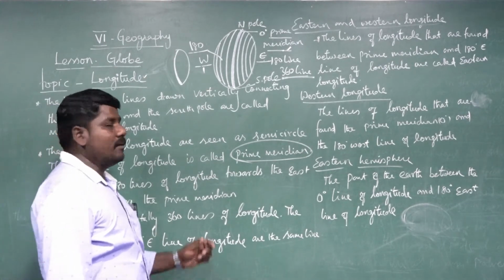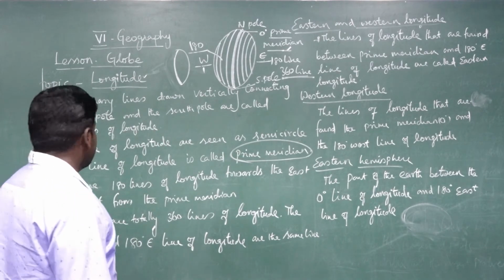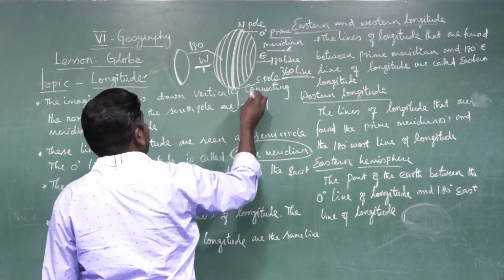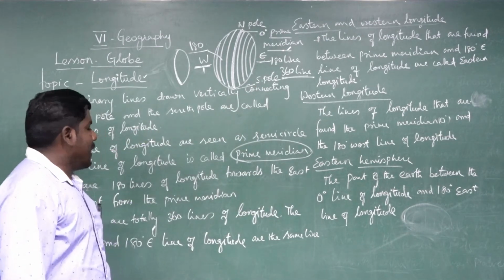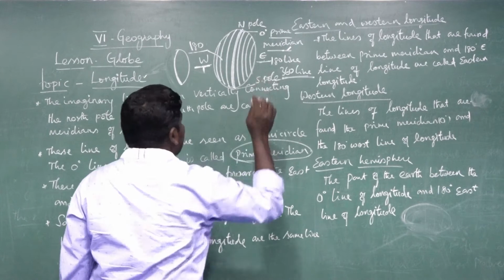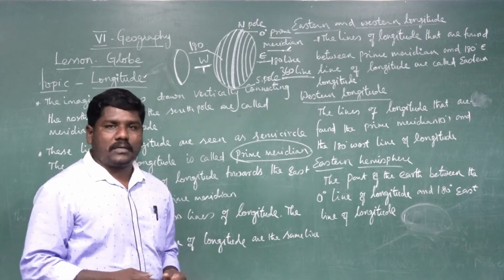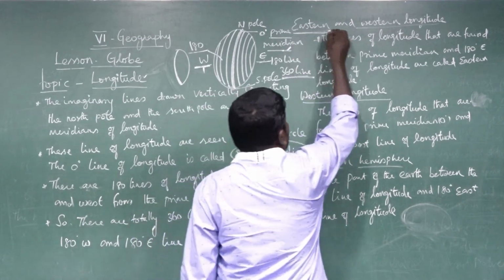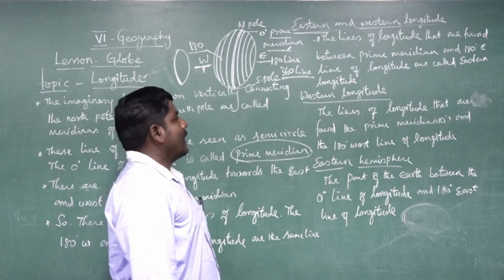Which lines are these? Longitude lines. There are 180 lines of longitude towards the east and west from the prime meridian: 180 lines on the west side and 180 lines on the east side, so there are 360 lines of longitude in total. There are two types of longitudes: eastern longitudes and western longitudes.